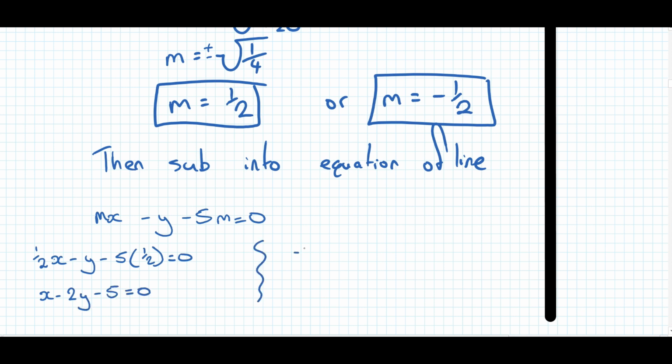And the other one was minus a half x minus y minus 5 by minus a half is equal to 0. Multiply everything by minus 2, you're getting x, multiplying everything by minus 2y minus 5 is equal to 0. There are your two.